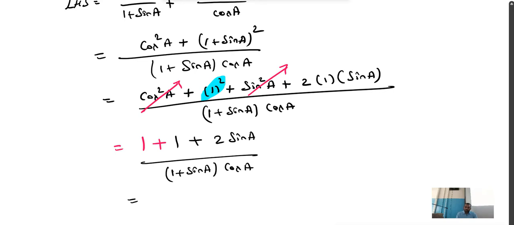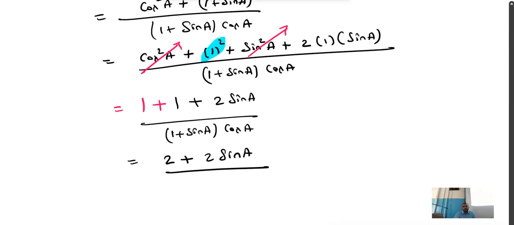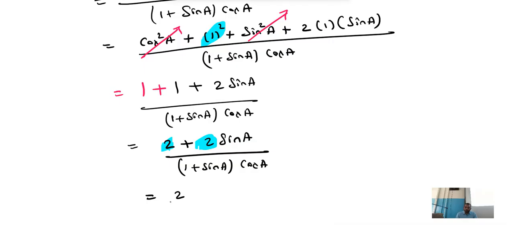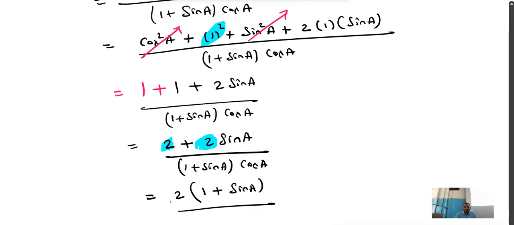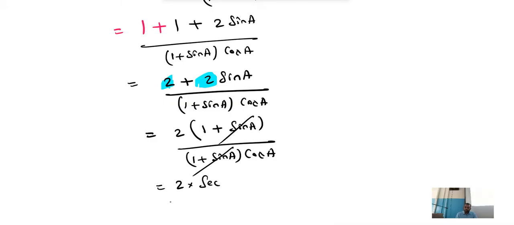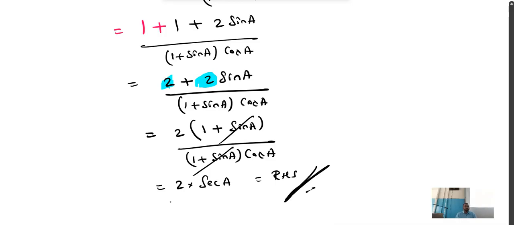1 plus 1, 2. 2 plus 2 sin A divided by 1 plus sin A into cos A. As we can see, here also we have 2, here also we have 2. 2 is common. 2 ones are 2 plus 2 into sin A, 2 sin A divided by 1 plus sin A into cos A. 1 plus sin A, 1 plus sin A get cancelled. 2 into 1 by cos, secant A. This is our answer. Therefore, LHS equals RHS, hence proved.